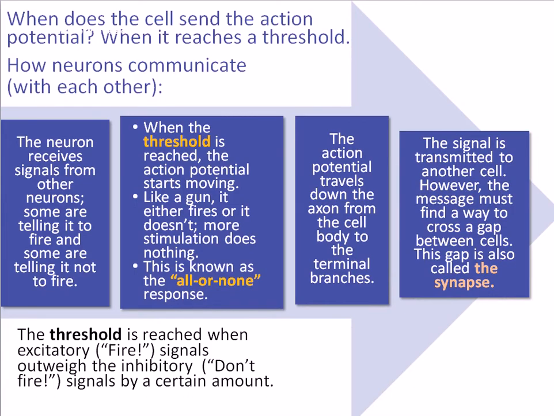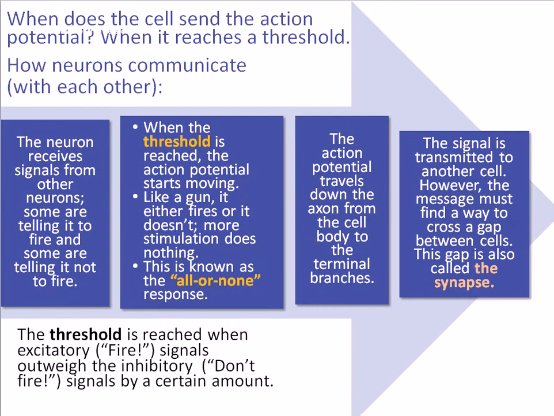The neuron receives signals from other neurons. Some are telling it to fire and some are telling it not to fire. When the threshold is reached, the action potential starts moving. Like a gun, it either fires or it doesn't. More stimulation does nothing. This is known as the all or none response.